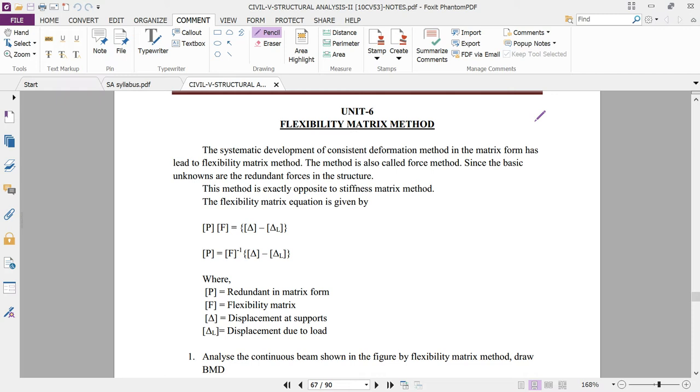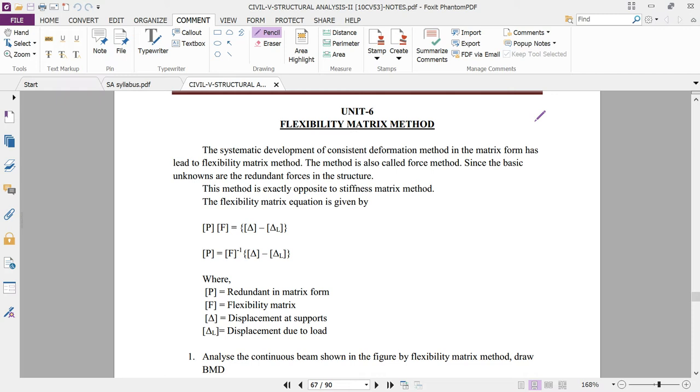This is nothing but a systematic development of the consistent deformation method in matrix form, which leads to the flexibility matrix method. This method is also called the force method, since the basic unknowns are redundant forces in the structure. Okay, so what is the meaning of that?